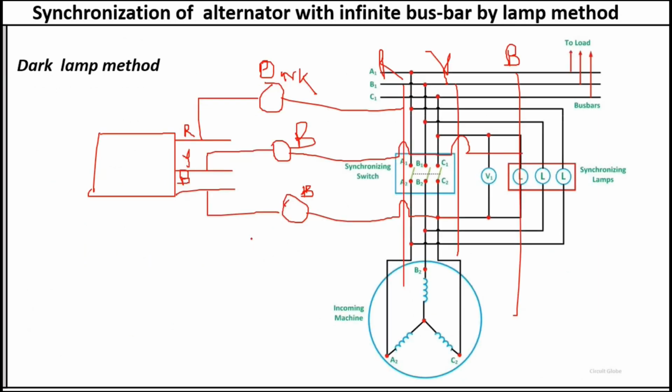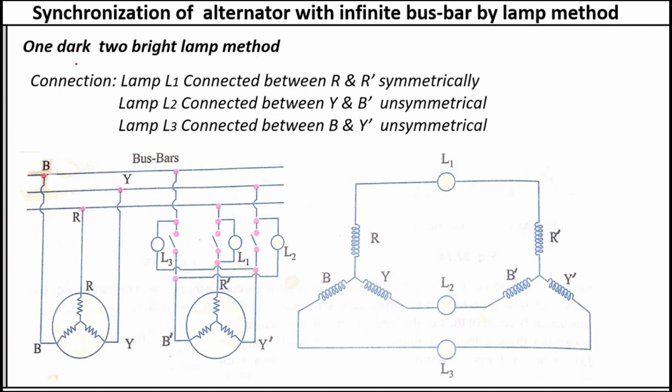So in the one dark and two bright lamp method, lamp EL1 is connected between R and R dash. See here, this lamp EL1 is connected between R and R dash. Second, lamp 2 is connected between Y and B dash. And lamp 3 is connected between B and Y dash.